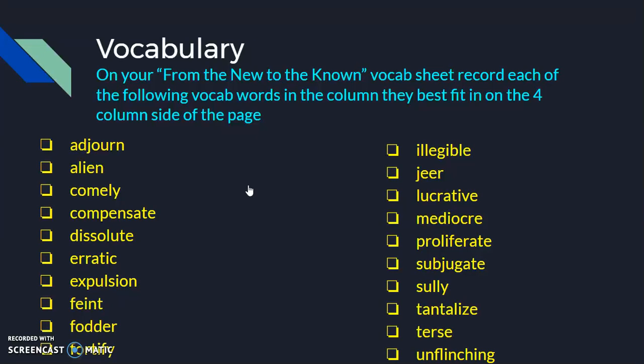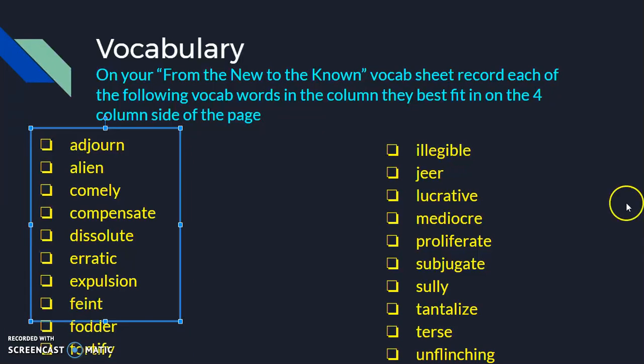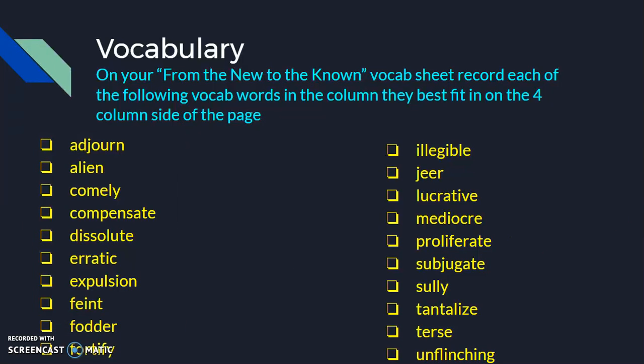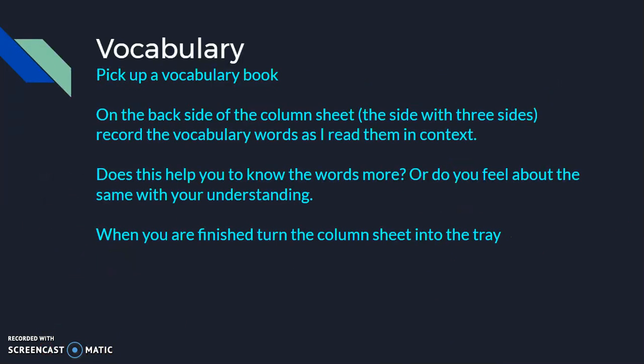We're going to go ahead and move on to the next thing. So if you could flip your paper over to the 3-column side, and then you're going to go ahead and pick up your vocabulary book. We need to use one book for every partnership. Okay, so one person from each group of 2 needs to go over to the back corner of the room and get a vocabulary book out of the blue box.